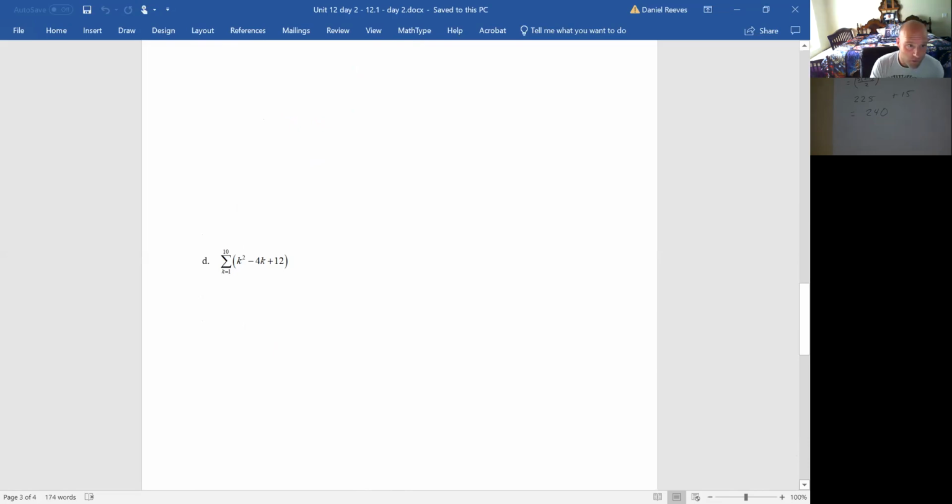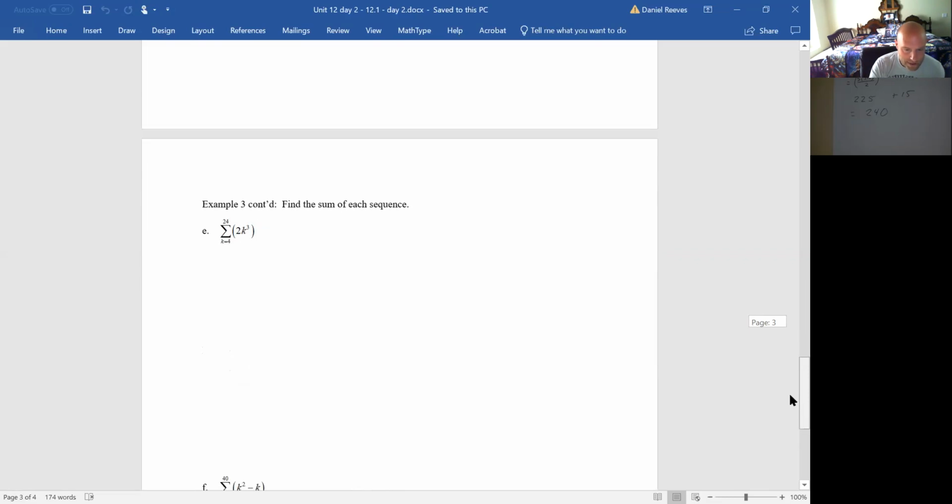Similar process for letter D. I will leave that to you guys to split up, presumably into 2 things. You could split it up into 3, but I would split it up into k squared and then a negative 4k plus 12, because that is linear and you can use Euler's formula for that one. Of course, the k squared formula for the other bit of it.